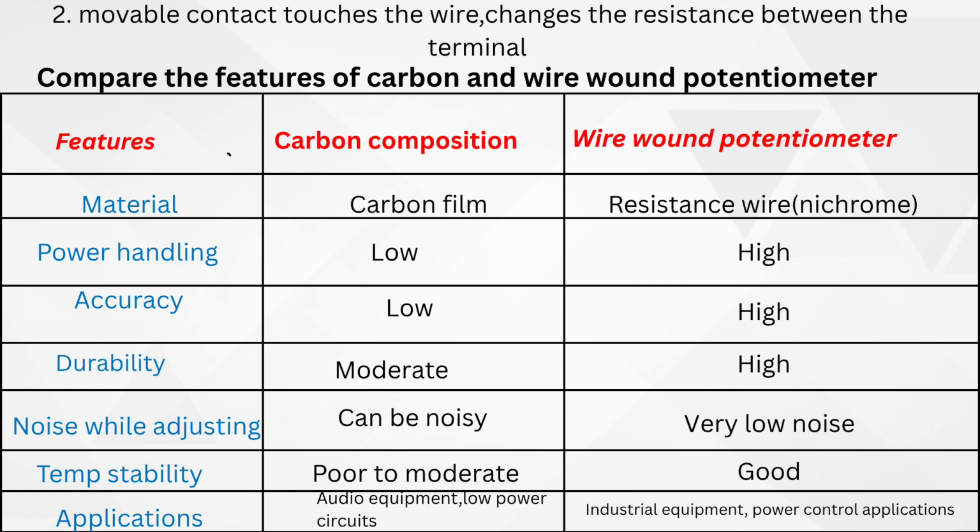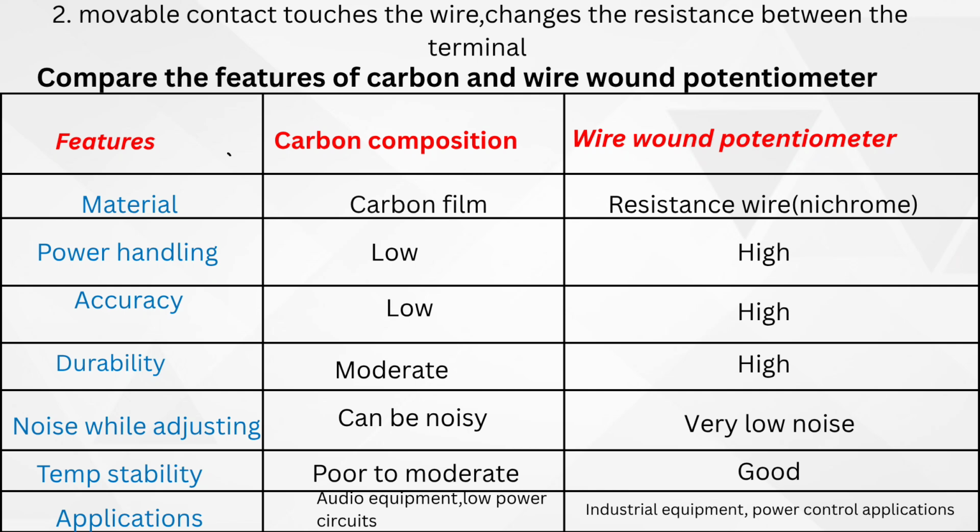The first feature is material, meaning which material is used to make the carbon composition resistor and wirewound potentiometer. Carbon film is used in the carbon composition resistor, and resistance wire, meaning nichrome, is used in the wirewound potentiometer. The second point is power handling. Carbon composition can handle low power applications, and the wirewound potentiometer can handle high power applications.